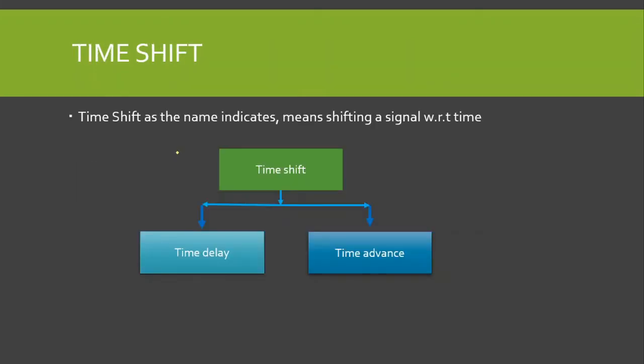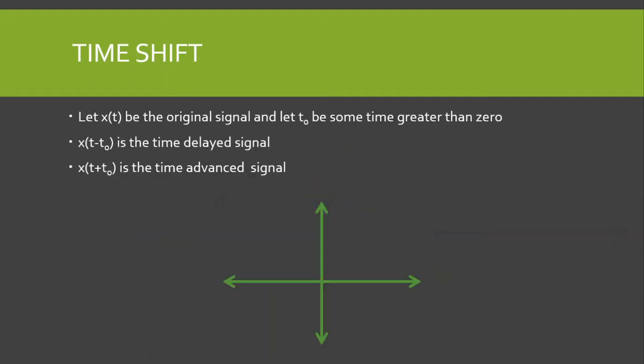So, time shift, as the name indicates, means shifting a signal with respect to time. Time shift is basically of two types. We have time delay and time advance. So for example, if x of t is my original signal and t naught is some positive time, then x of t minus t naught is my time delayed signal, and in this case the signal is going to be shifted to the right. Similarly, x of t plus t naught is going to be my time advanced signal, and in this case the signal is going to be shifted to the left.